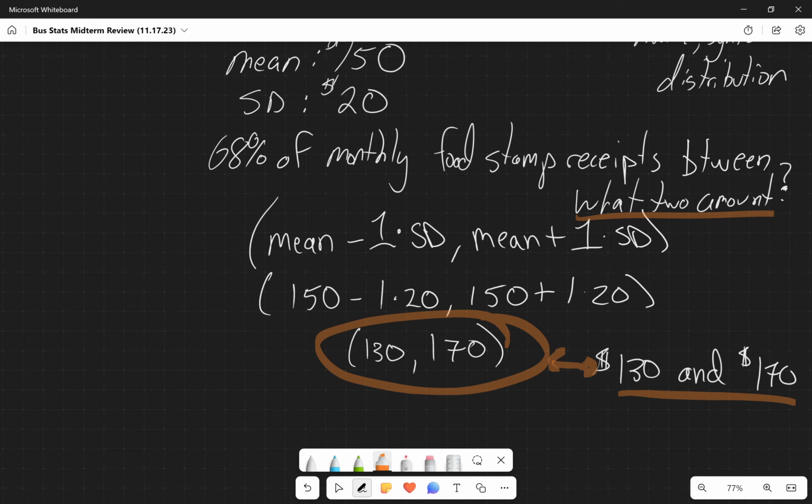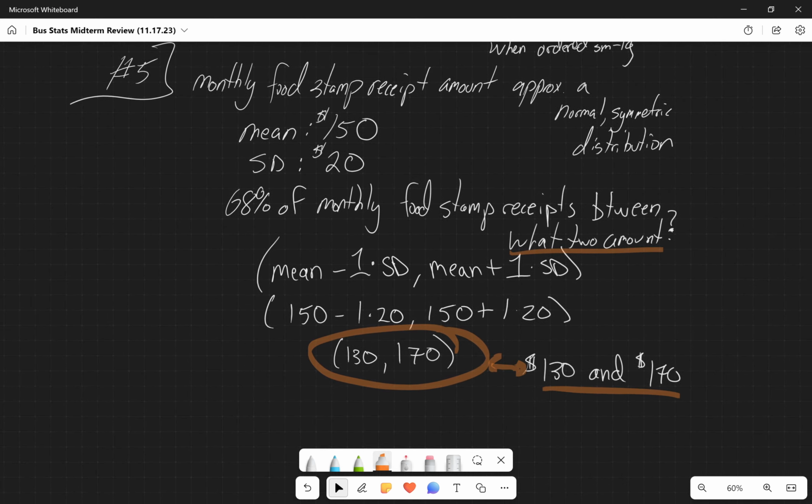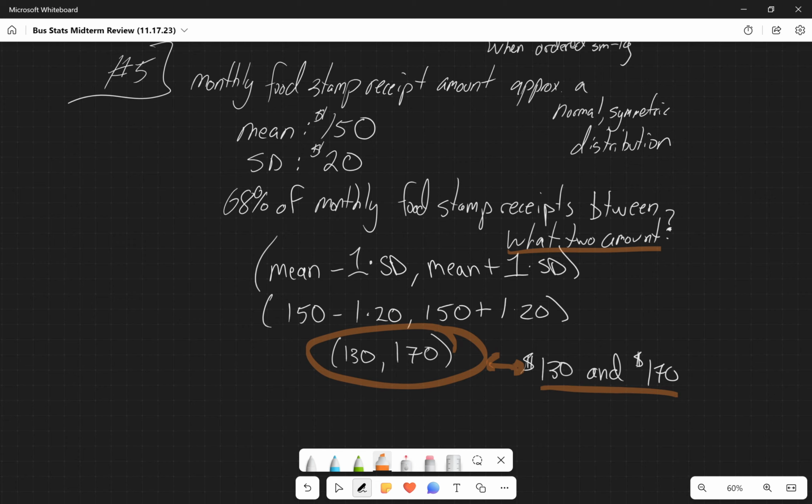Question on using that empirical rule. So this one's going to be exactly the same. You're just going to be asked for a different percentage. There's only two other percentages, right? It's going to ask you for the 95% or the 99.7%. So you're either going to multiply by 2 standard deviations or 3 standard deviations. Questions on empirical rule application example?